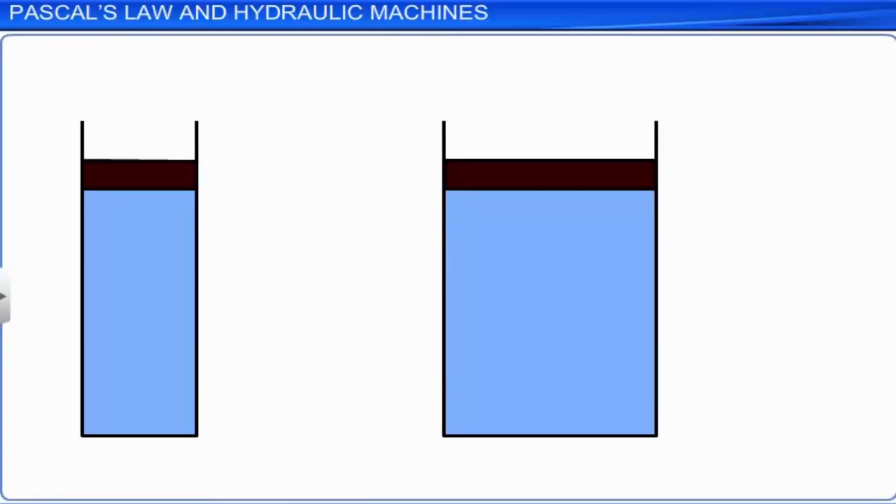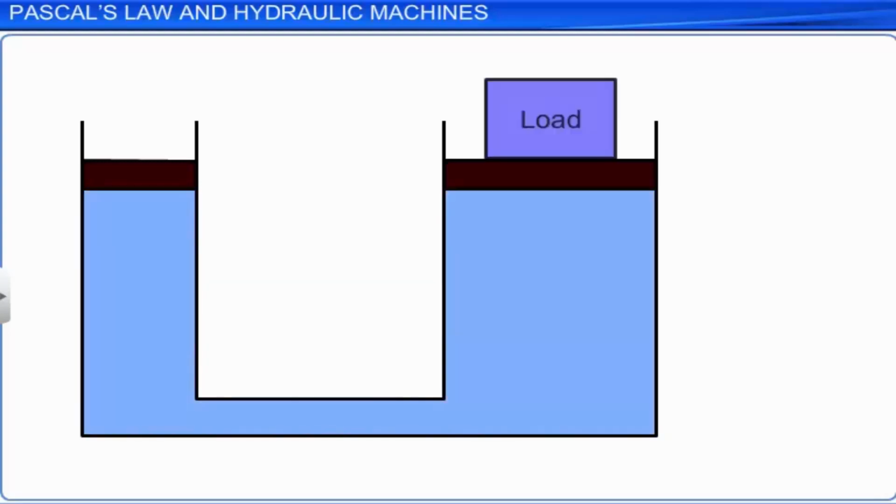The two cylinders are connected to each other with a horizontal pipe, where the container is filled with an incompressible liquid. The load to be lifted is placed on the piston of larger cross-sectional area, A2. Let a downward force F1 be applied on the smaller piston A1. According to Pascal's law, this pressure F1 divided by A1 is transmitted equally to the piston, where A1 is the area of cross-section of the smaller piston.